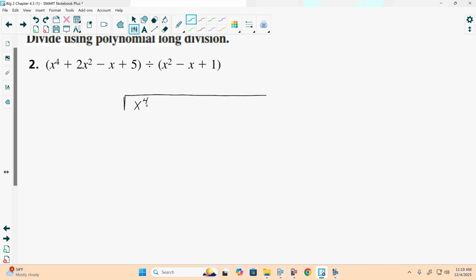So if we set this up, we'll have our x to the 4th term. Let's see here. This one missing? Yep. You're good. So we have our x to the 4th term. We don't have our x cubed term, so we'll have to add in 0x cubed. We have our positive 2x squared, negative x, plus 5. Outside we have x squared minus x plus 1.